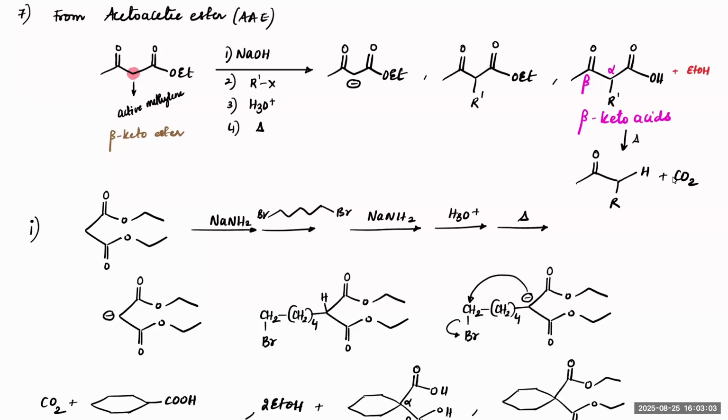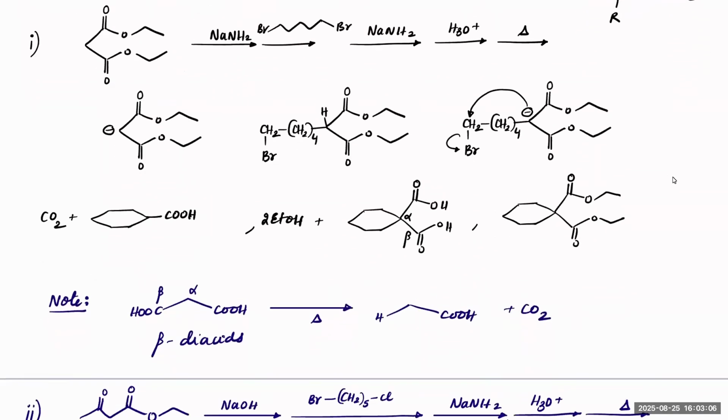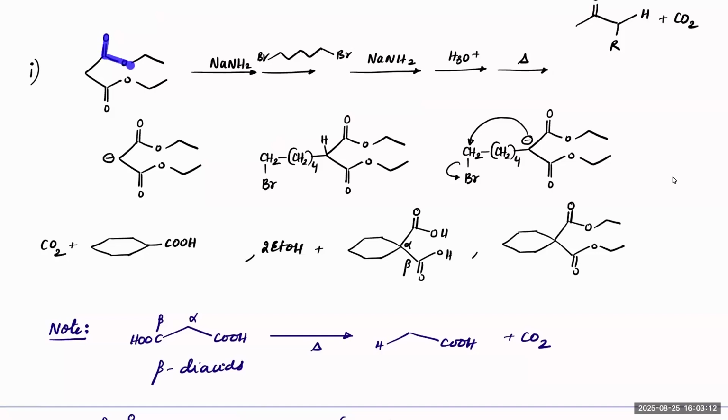Check. Next one. This is also a very similar kind of reaction. We have an ester here, we have an ester here, and between these two there is an active methylene group. When you treat with NH2 minus, what would happen? NH2 minus will take H plus from here, you will get a minus charge here. That is the first thing. Then you are treating with alkyl halide. So obviously this minus will attack at this position, and Br will leave.